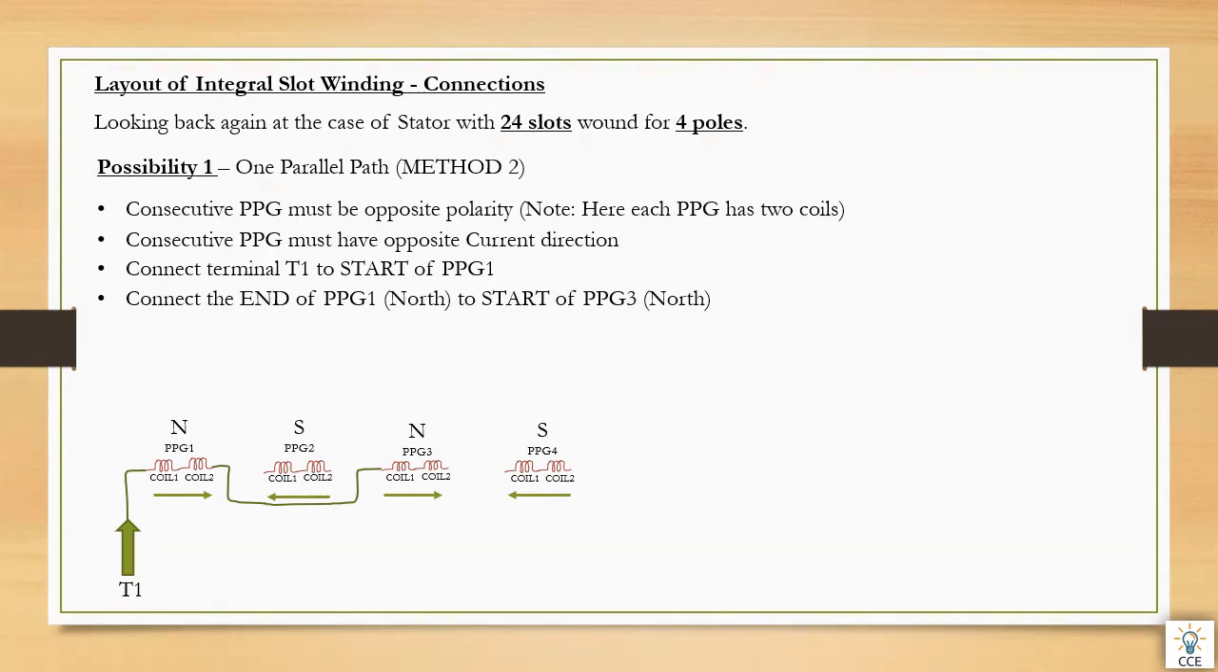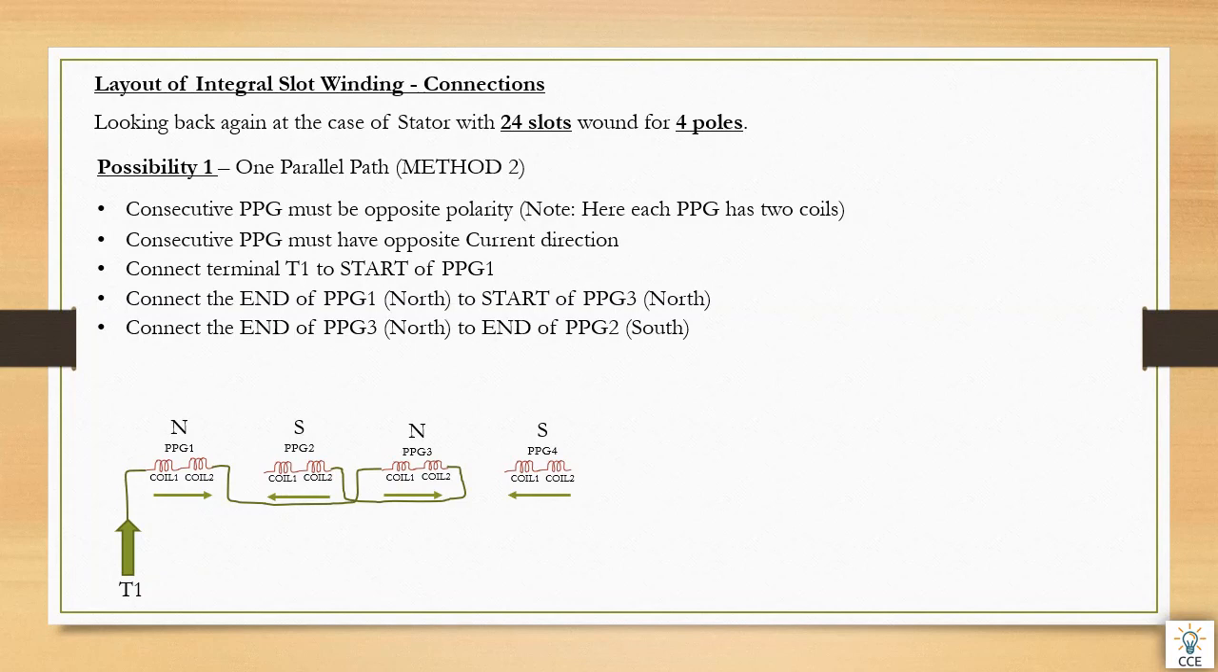In the earlier slide, what we had seen was that the end of pole phase group 1 was connected to the end of pole phase group 2. But over here, we have taken the end of pole phase group 1 to the start of pole phase group 3. So here you can see, if we make this connection also, the direction of current is not hampered. We are maintaining the direction of the current required to form the polarity, either north or south, as it is shown.